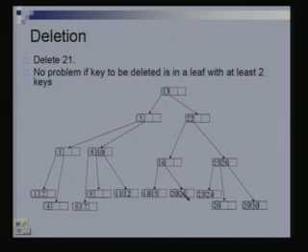Now, why is there no problem deleting 21? It is in a leaf node. I can just remove it without violating the property of a 2-4 tree. In a 2-4 tree, we require each node has at least 1 key and at most 3 keys. So, after deleting, this will still continue to have 1 key. So, no problem.